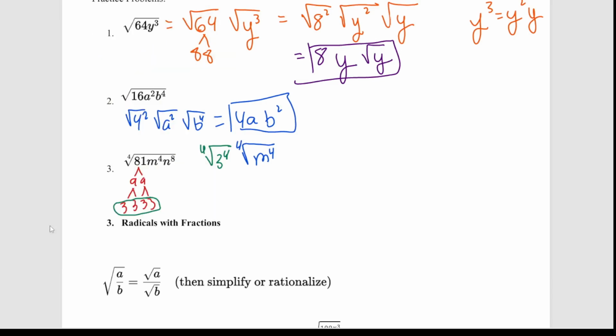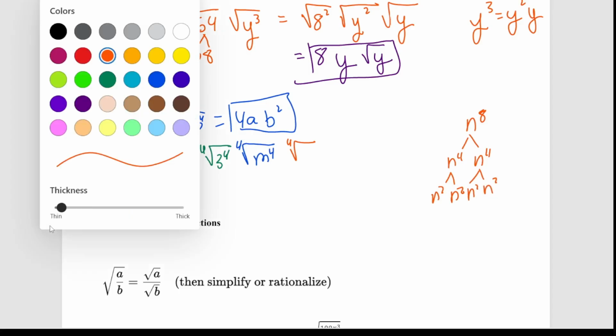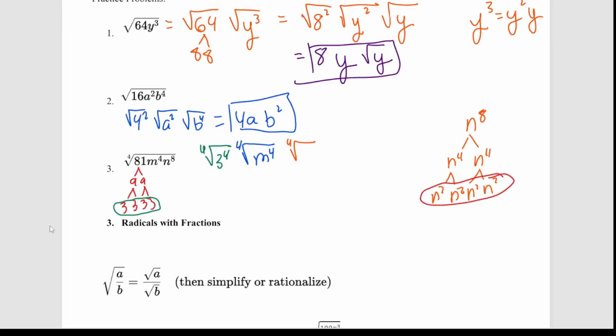For the n to the 8th, I can break down n to the 8th into n to the 4th times n to the 4th, and that n to the 4th breaks down into n squared times n squared. So in a similar way that I broke down the 3's, it's really 4 n squareds times itself that gives me n to the 8th. So I'm really going to be thinking about that in terms of n squared to the 4th power.